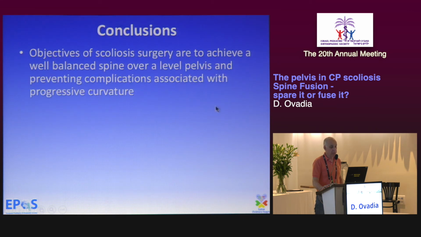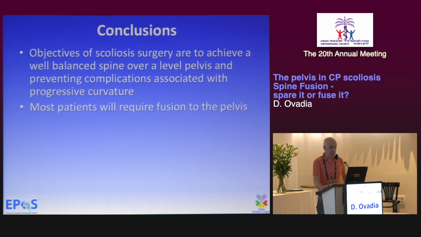So in conclusion, the objectives of scoliosis surgery are to achieve a well-balanced spine over a level pelvis and to prevent complications associated with progressive curvature. Most patients will require fusion to the pelvis because, as we saw, the scoliosis is according to their functional level, and most of these patients will be GMFCS 5s, and that's why you should go to the pelvis.